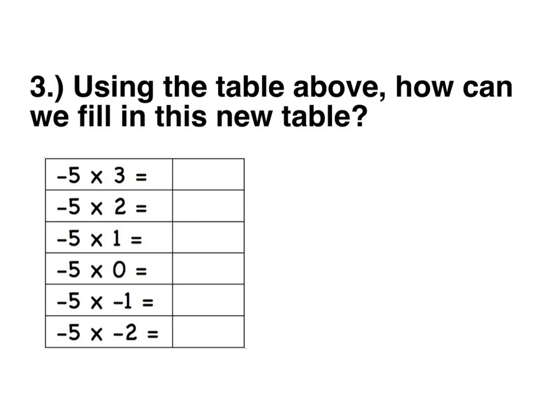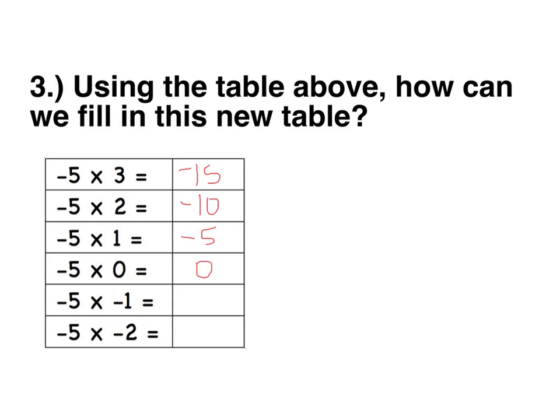Let's take a look at this next example. We can use what we learned in the previous table to help us start to fill in the top part. So we know a negative times a positive is going to give us a negative result. And 5 times 3 is 15. So our answer is going to be negative 15. So let's complete the top part of the table.